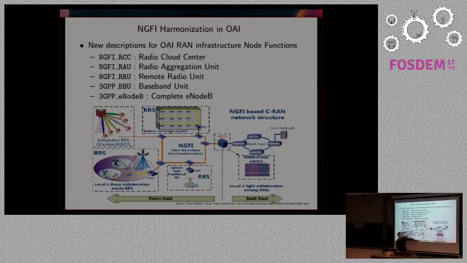But you see, there are basically three entities here. You have the radio units, or the remote radio units, the aggregation units, and the radio cloud centers. This is the terminology that we're actually also using now in OpenAirInterface. So we're trying to take our software, which was written in a monolithic form for an eNodeB, and now splitting it again into pieces.